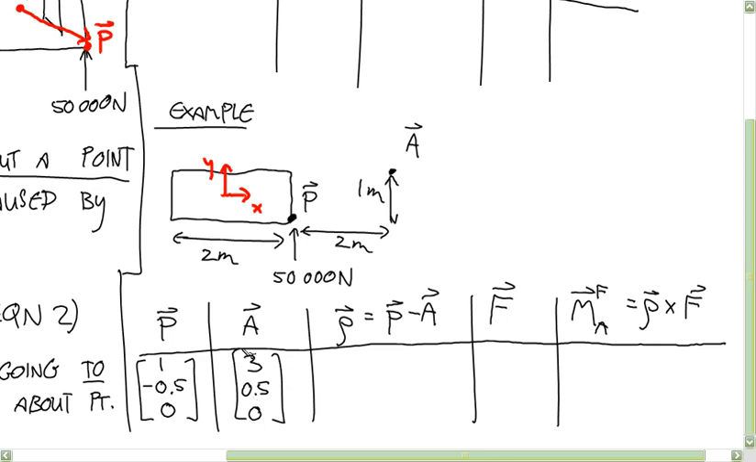And then for rho, just subtract those. So -2, -1, 0. And what's that force vector? It's y. So 0, 50,000, 0.